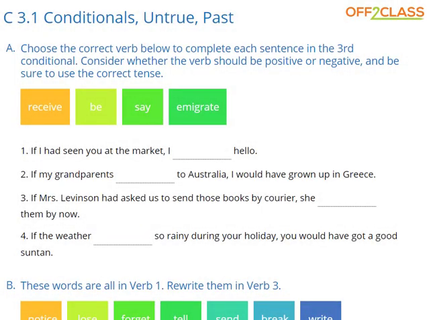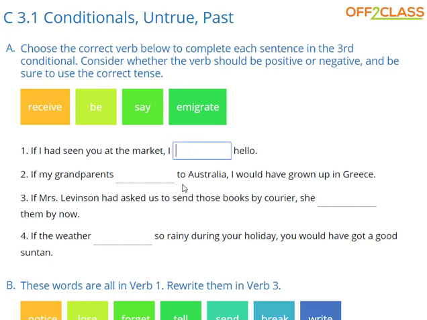Alright, let's cover the homework real quick. And we're going to look at this, give some examples. Let's see. So choose the correct verb below to complete each sentence in the third conditional. Consider whether the verb should be positive or negative and be sure to use the correct tense. If I had seen you at the market, I X hello. Receive, be, say, immigrate.